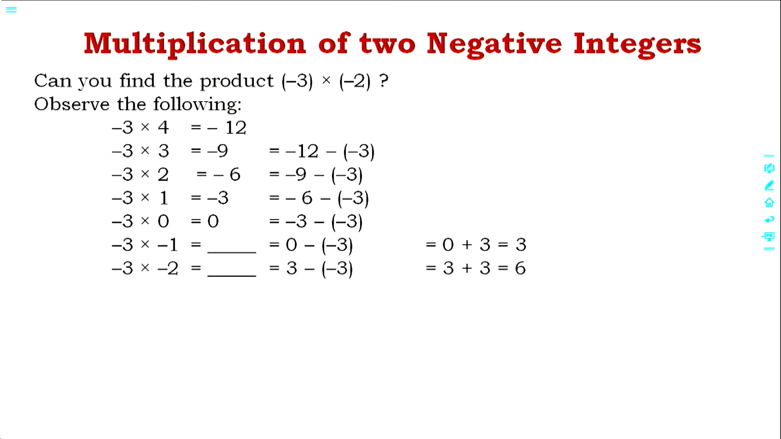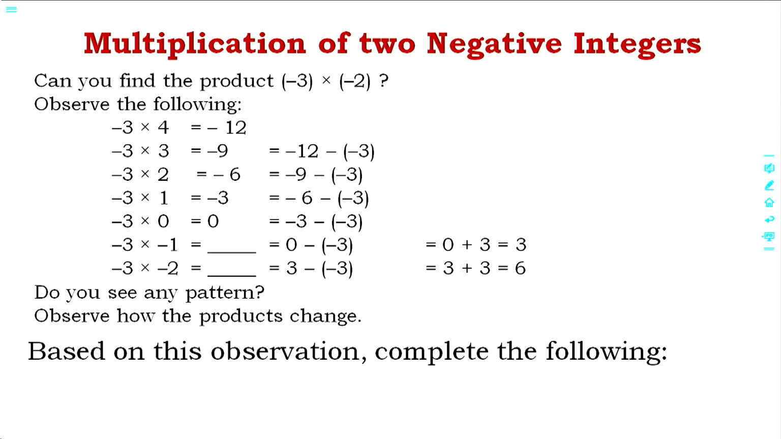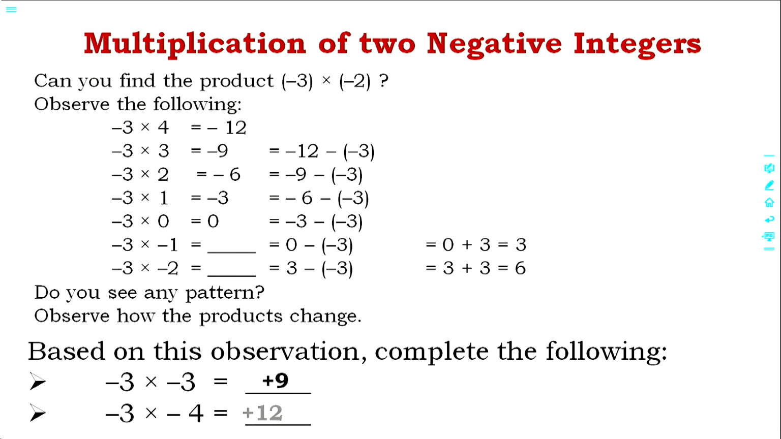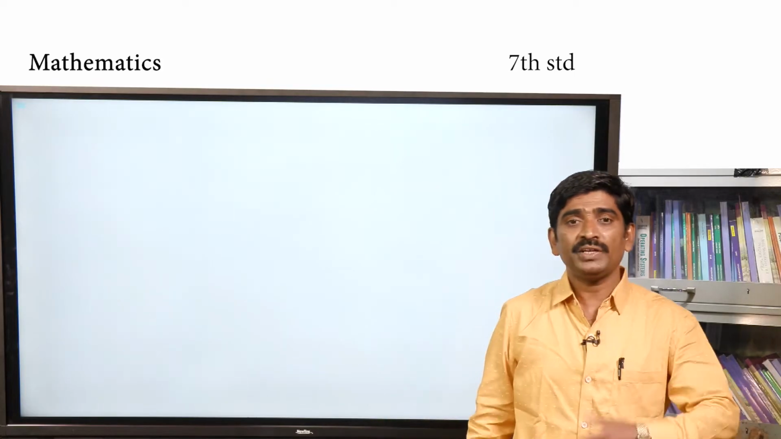Okay. Next, minus 3 into minus 2: going by the pattern, that is 3 minus of minus 3, equal to 3 plus 3, that is 6. So minus 3 into minus 2 is 6. Very good. Next, do you see any pattern here? Observe how the products are changing. Based on this observation, complete the following: minus 3 into minus 3, both sides minus, 3 threes are 9. According to the pattern, minus converts to plus, that means plus 9. Similarly, minus 3 into minus 4, 4 threes are 12, the sign is positive.